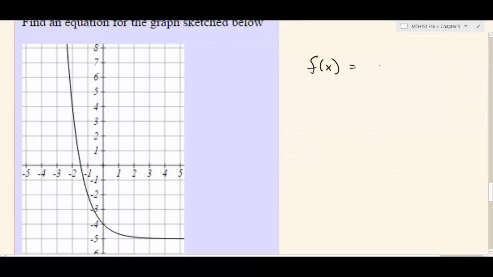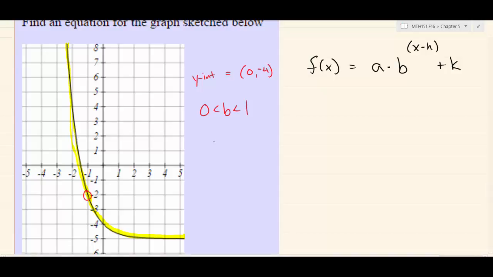So here's the graph. A times b to the x minus h plus k. What are some things that you can conclude just by looking at the graph? So y-intercept is equal to, I'm going to put (0, -4). This is a decay function, so you know that your base has got to be between 0 and 1. So it could be 1/2, it could also be 1/3, it could be 1/4. It should be a nice number though. So if I were to wager a bet, I would guess that the base is either 1/2, 1/3, or 1/4.